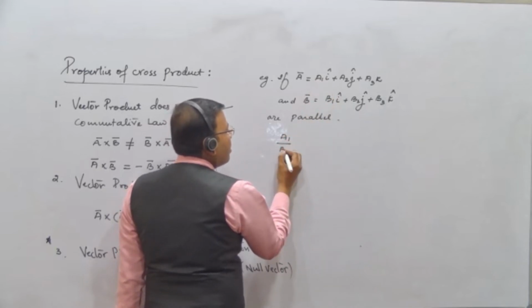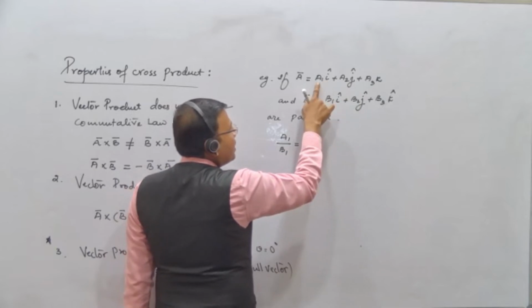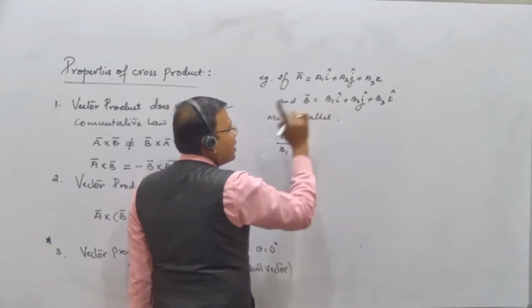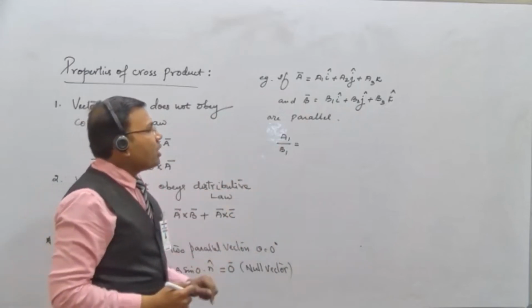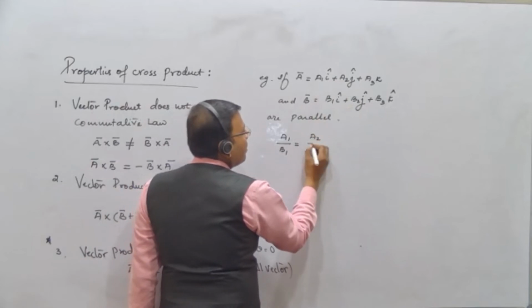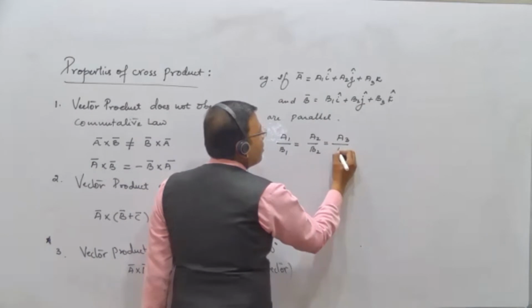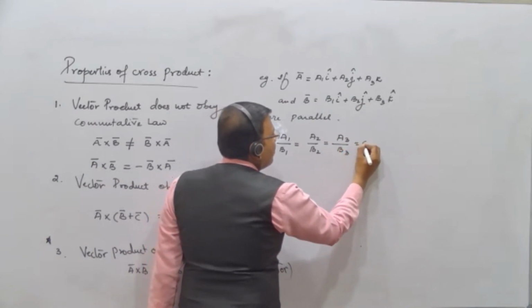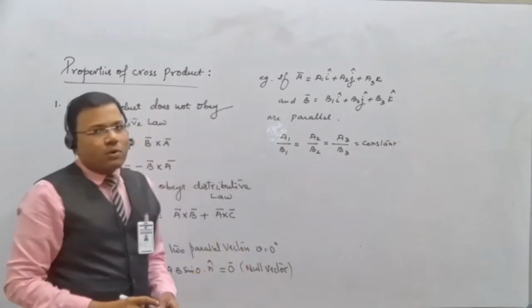That is A1 by B1 is equal to, here what is this? Coefficient of I. Here it is A1, the coefficient of I, and here it is B1. That means you have to divide the coefficients of I, and that will be equal to the division of the coefficients of J, A2 by B2, and that is equal to A3 by B3. And this value is always a constant value. What do you mean by a constant value?